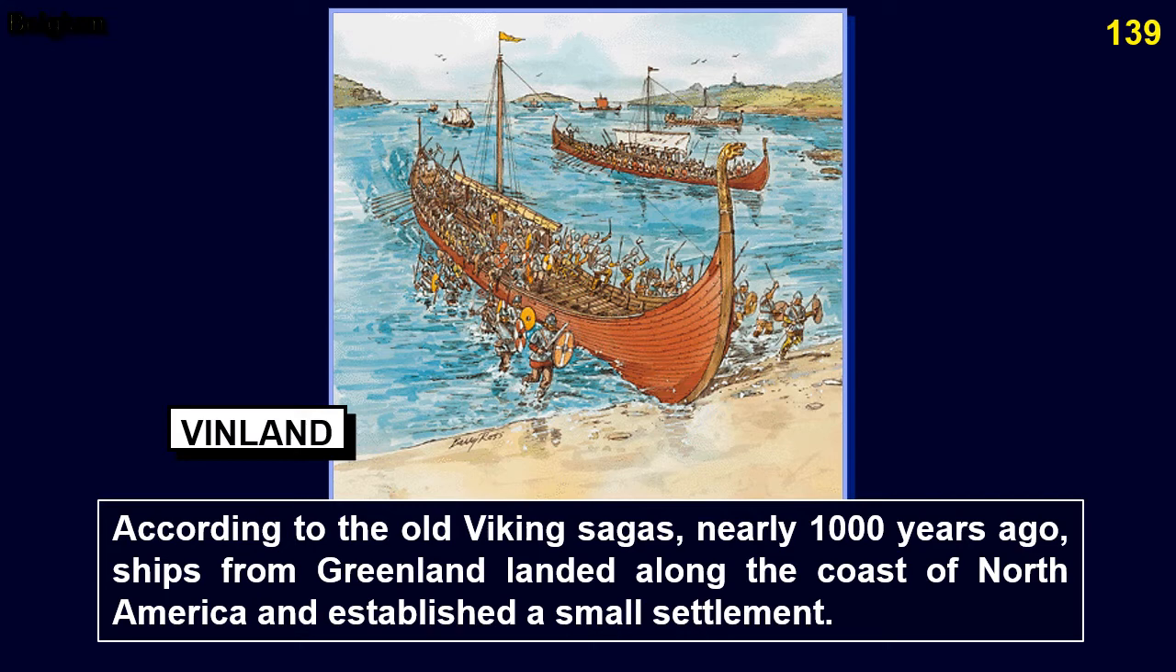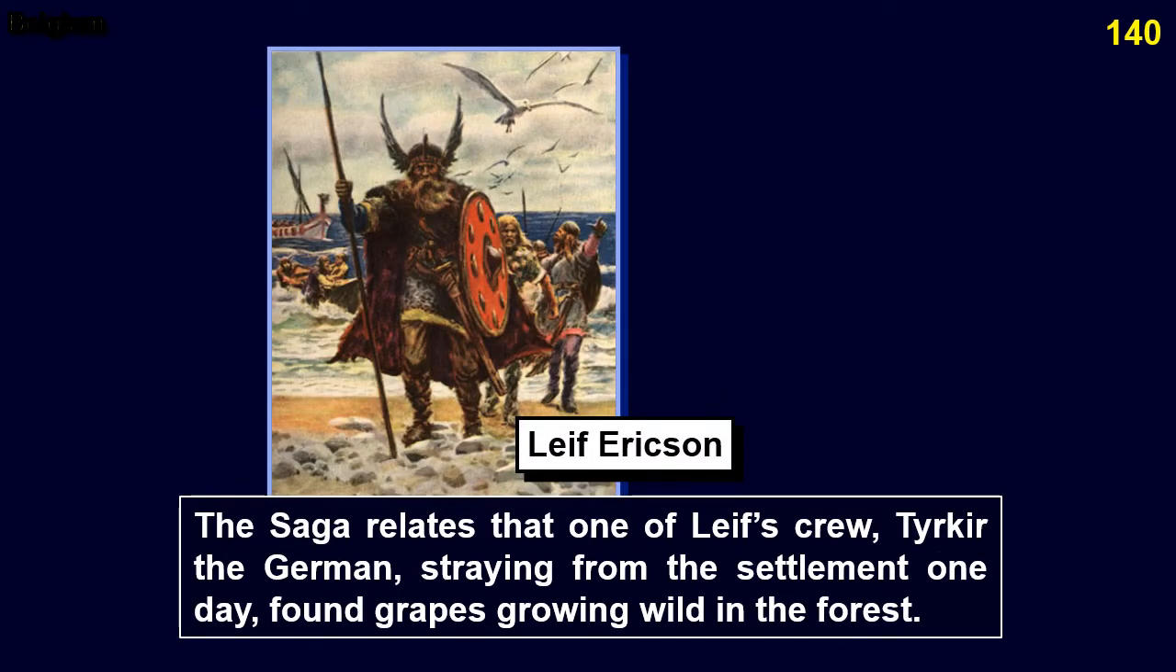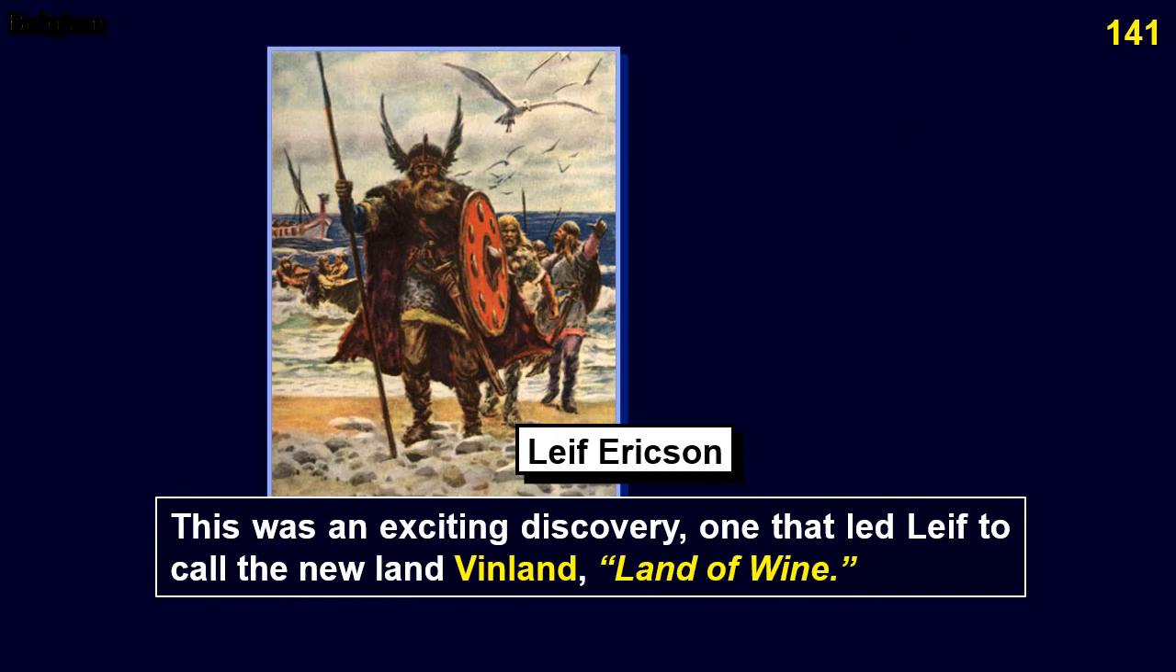According to the old Viking sagas, nearly 1,000 years ago, ships from Greenland landed along the coast of North America and established a small settlement. The saga relates that one of Leif's crew, Tyrki the German, straying from the settlement one day, found grapes growing wild in the forest. This was an exciting discovery, one that led Leif to call the new land Vinland, land of wine.